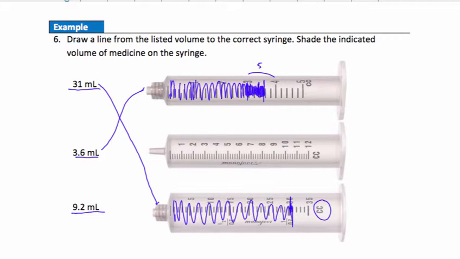9.2 milliliters. We're going to put that one on the middle syringe. So let's shade up to 9 and then we'll think about it here. So shading up to 9. Okay, again, we're only looking at 5 tick marks in here, so each one of them is 0.2. So I'm going to want to shade just to that mark right there.